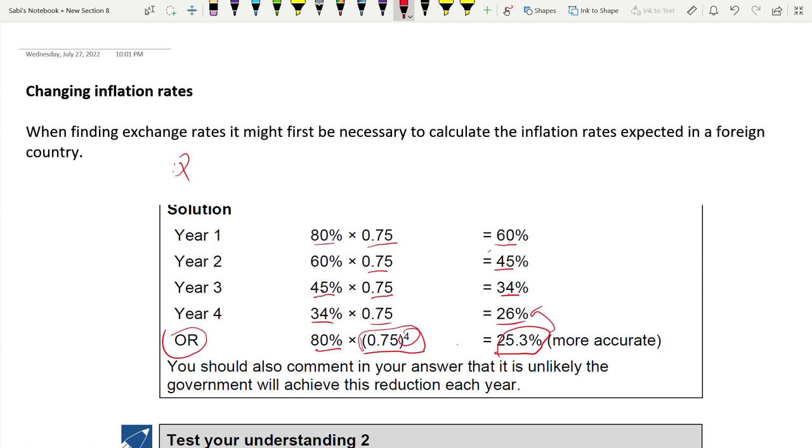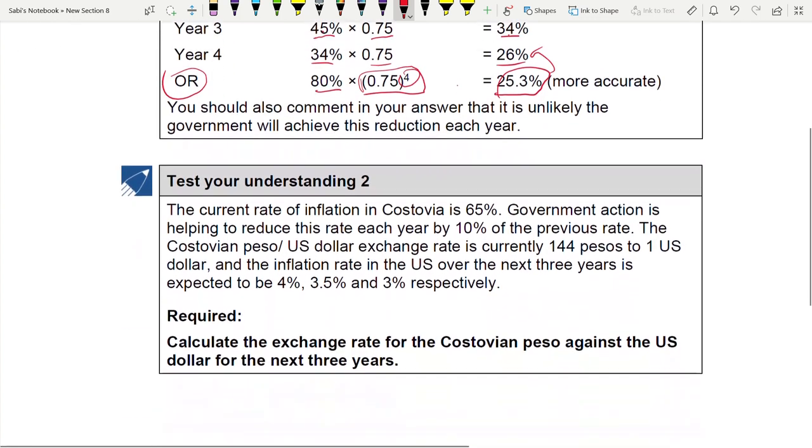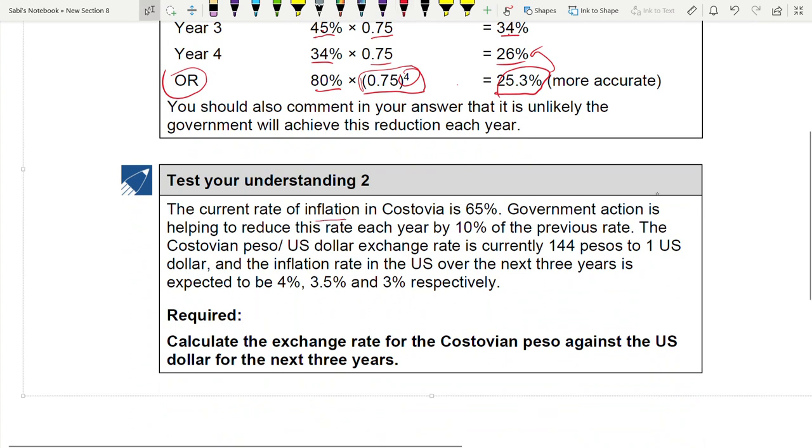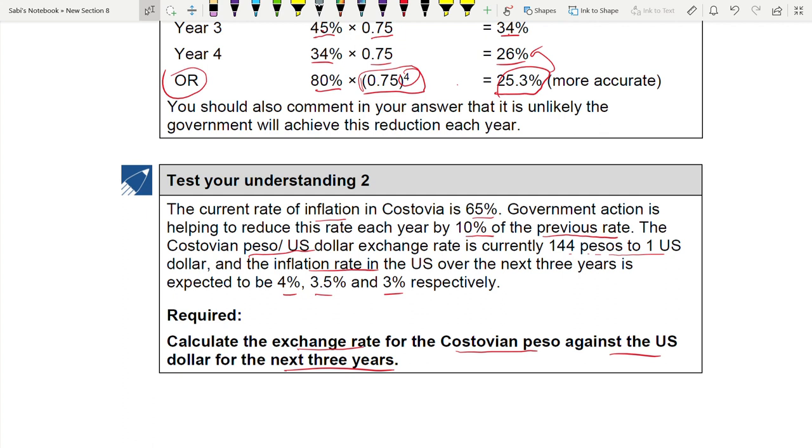Now we'll be doing test your understanding 2. The current rate of inflation in Costovia is 65%. The government is reducing this by 10% of the previous rate. The exchange rate is given as 144 peso to 1 US dollar. Inflation rate in the US over the next 3 years is expected to be 4%, 3.5% and 3%. Calculate the exchange rate of the peso against the US dollar for the next 3 years. So you have been given the inflation rates of the two countries. Using those, you have to calculate the exchange rate.